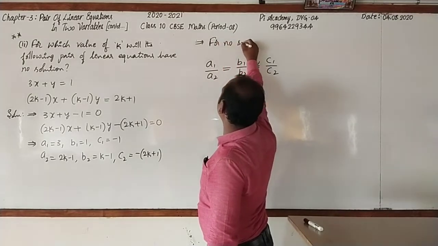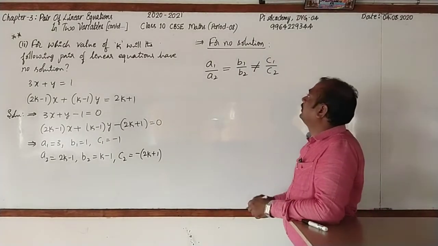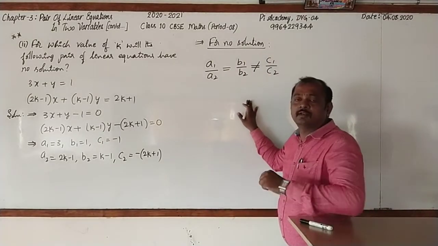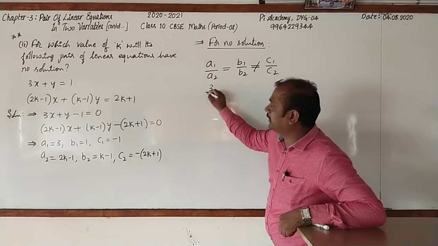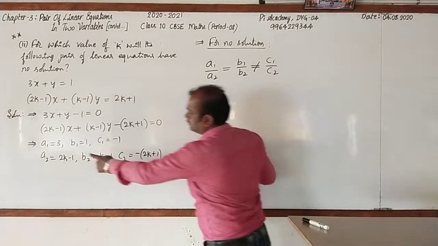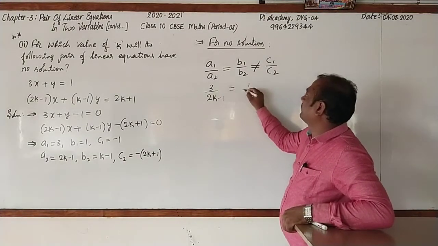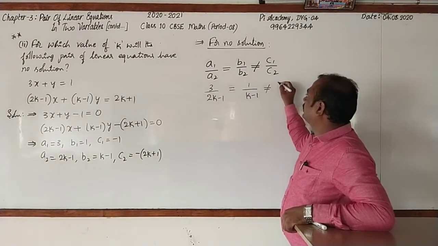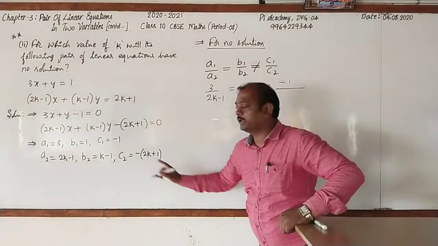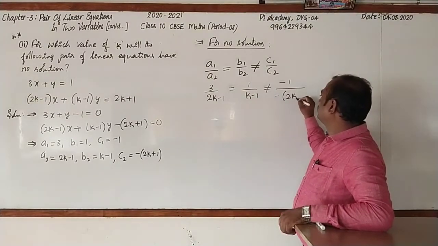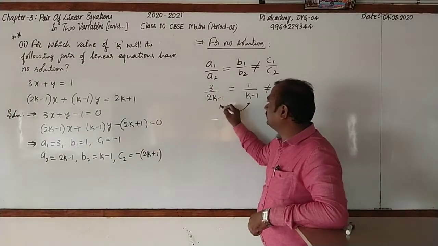Then here we have already written the condition for no solution. For no solution, observe, this is the condition. Let's go for substituting. What is A1 by A2? It is 3 by 2k minus 1. B1 by B2 is 1 by k minus 1, which is not equal to C1 by C2, minus 1 by minus of 2k plus 1. Clear? Here, let me go for taking the first two.